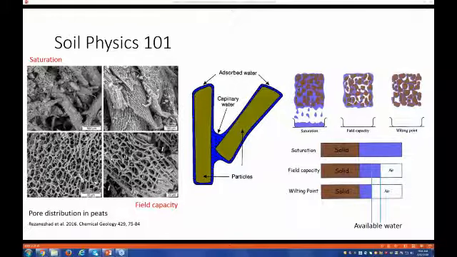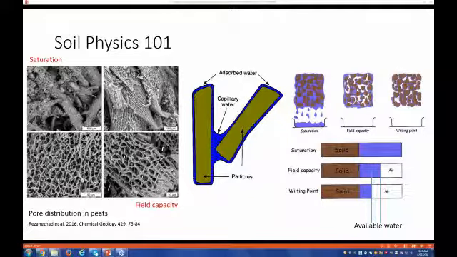So this is water under saturation, which means all the pores are filled with water. But that water is not fully available to plants. It only occurs when you have a huge amount of rain, or you do flooded irrigation, which floods all the pores. That's a very rare condition. After a couple of days, usually all the water in the big pores will drain away because of gravity, and some of it will evaporate.